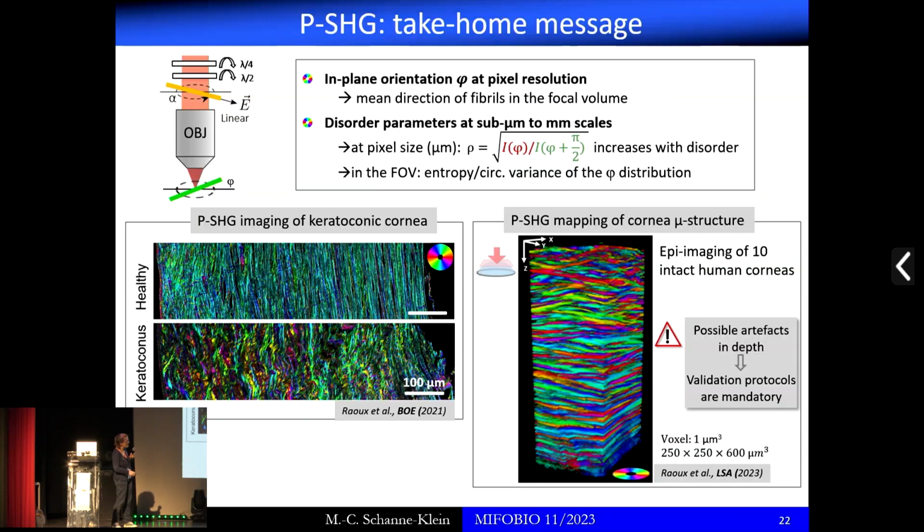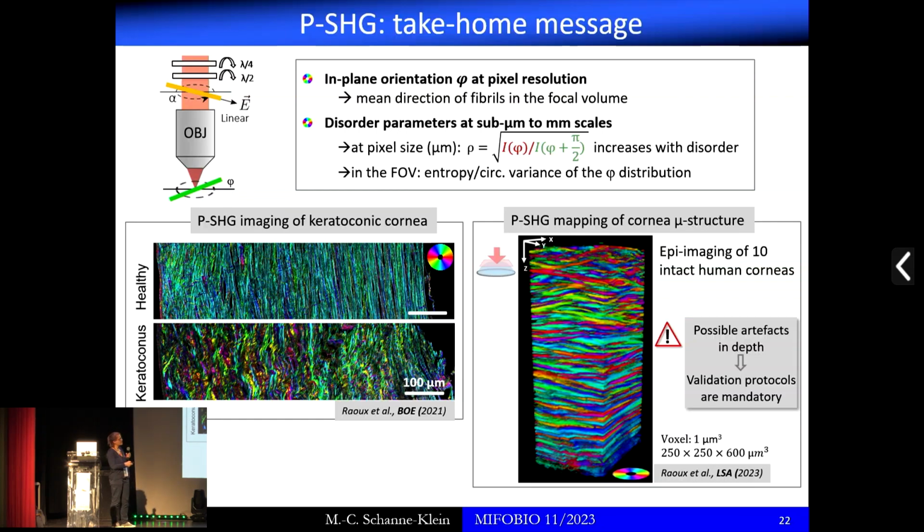And here you may have some doubts because it's always the same color. And practically for cornea, as there is no ground truth about the structure of the collagen lamellae in depth, we imaged the cornea in one direction, then rotated it by 90 degrees, and checked that the polarimetric images were also rotated by 90 degrees.